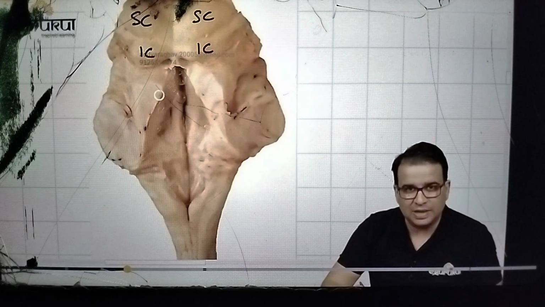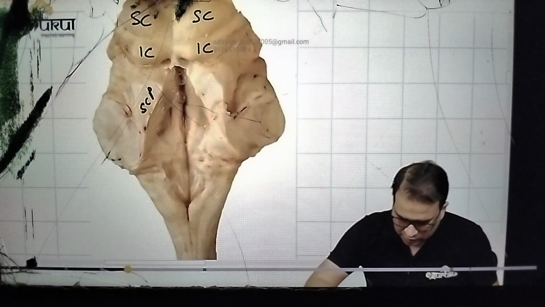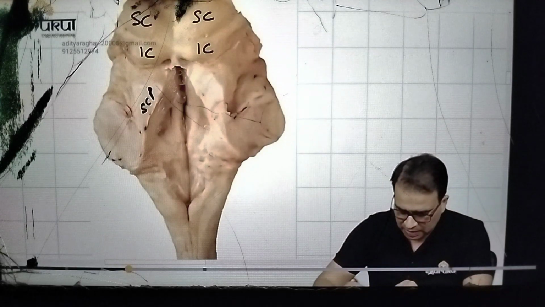And can you see the section over there, guys? This is the superior cerebellar peduncle. So clearly you can see this white matter bundle is coming slightly downwards. That's the superior cerebellar peduncle. Medulla oblongata is in this region. That's the medulla oblongata here.